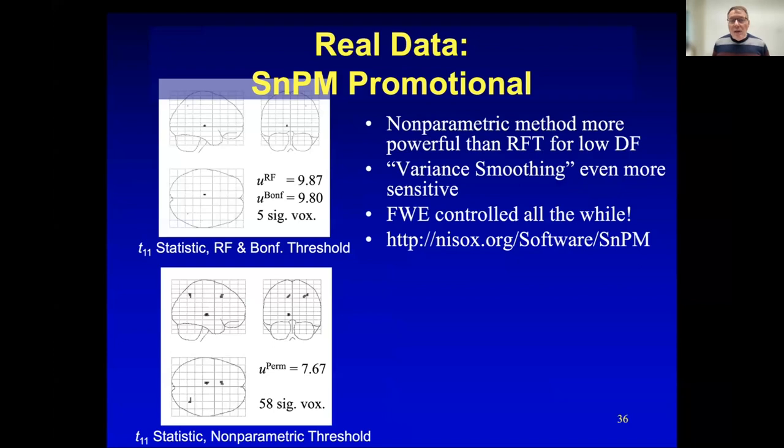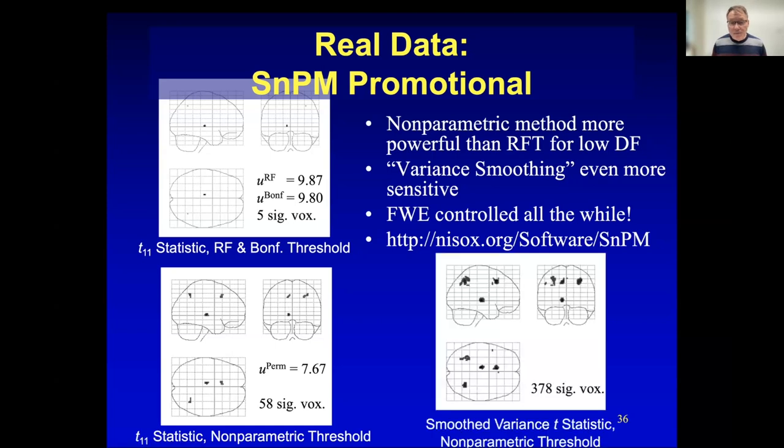Okay, so I don't have time to actually go into it, but just to say that there are ways of making the same inferences with fewer assumptions if you use a permutation approach. Basically, in short, instead of using theory, you can actually use the data itself to estimate the appropriate threshold, and it ends up being a bit more sensitive. For example, instead of getting 5 voxels, you can get 58 voxels. And that's something that's been an SPM extension for ages. And there are also some elaborations you can do, including something called variance smoothing, which if you have fewer than 20 subjects, you can get some additional sensitivity from.